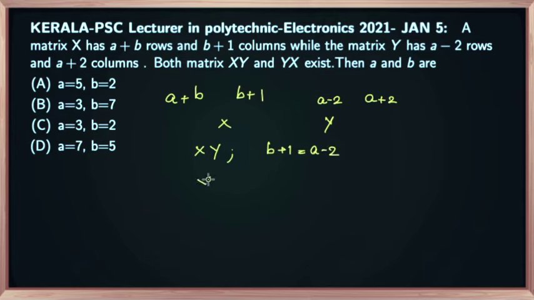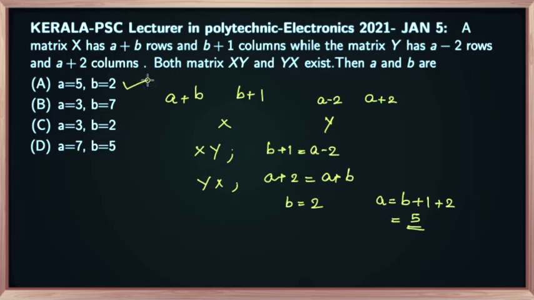Similarly, YX also exists. It implies the number of columns in Y, which is A plus 2, must be equal to the number of rows in X, which is A plus B. From the second relation you can easily get B equal to 2, and substituting that in the first relation gives A equal to B plus 1 plus 2. So B is already 2, and the answer is A equal to 5 and B equal to 2. So option A is the correct answer.